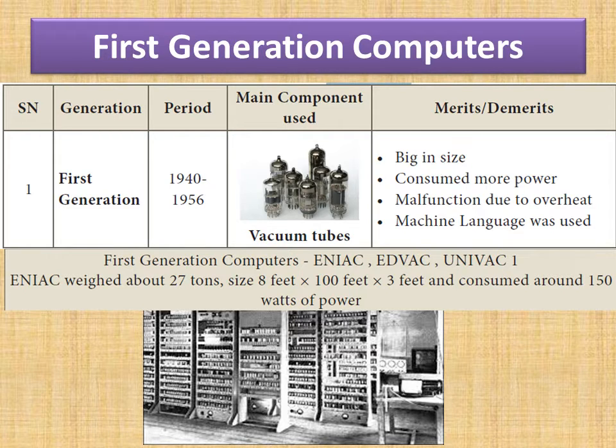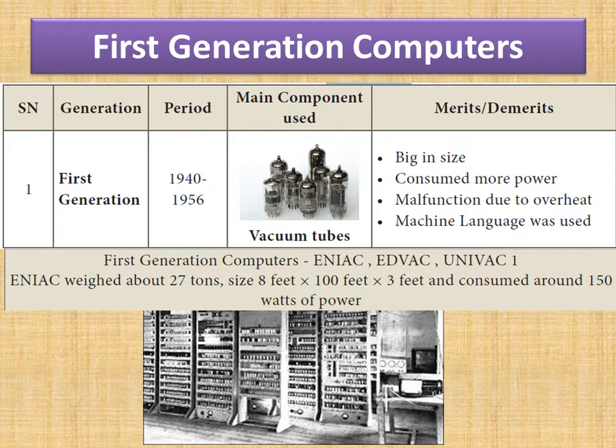It was the first computer, that was a merit, isn't it? The demerit was it was big in size. It consumed more power and malfunctioned due to overheat. Since it got heated up, it started malfunctioning. It wouldn't function properly. And it used machine language. Input was given in the form of cards, and they had to use machine language to do the processing. The examples for first generation computers are ENIAC, EDVAC, UNIVAC.